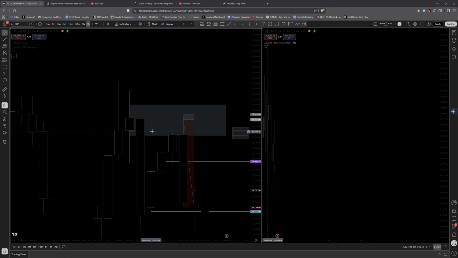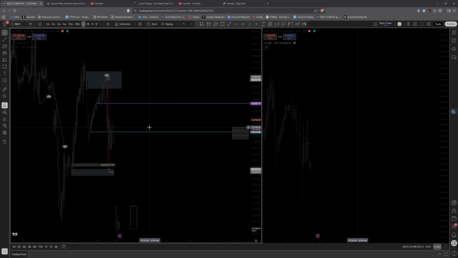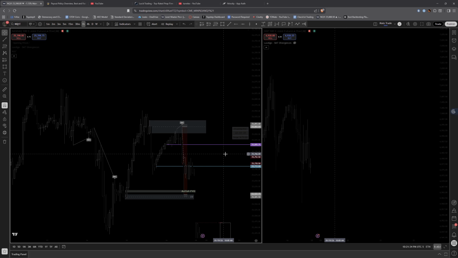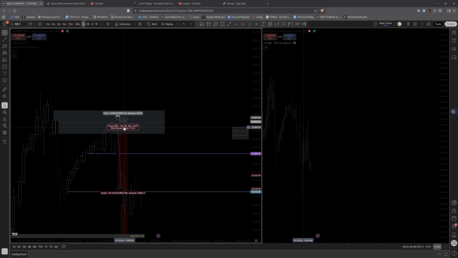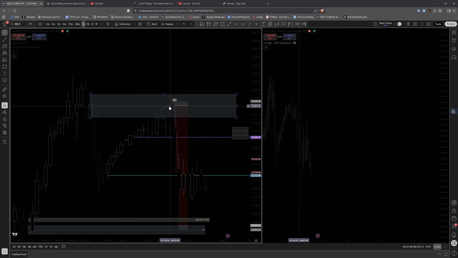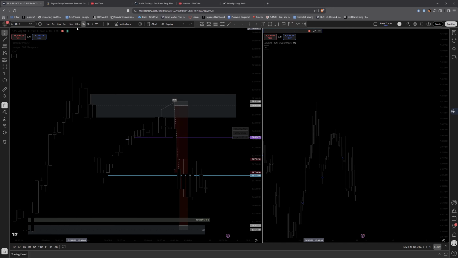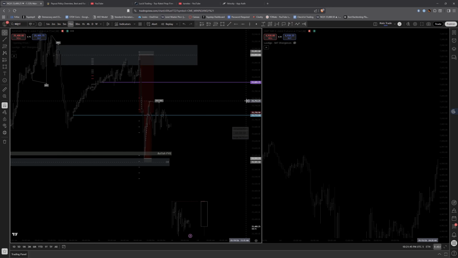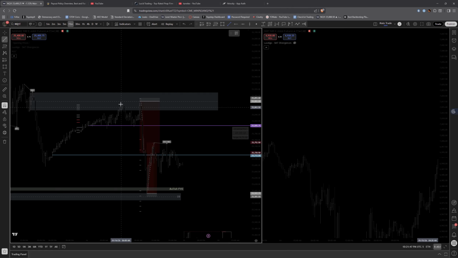Okay, so for the angel's mark, it aligned with the CE of the 1 hour order block, so I just set my limit right there. After we swept it, I just took a trade. And there was also SMT with ES. SMT with ES at this high.